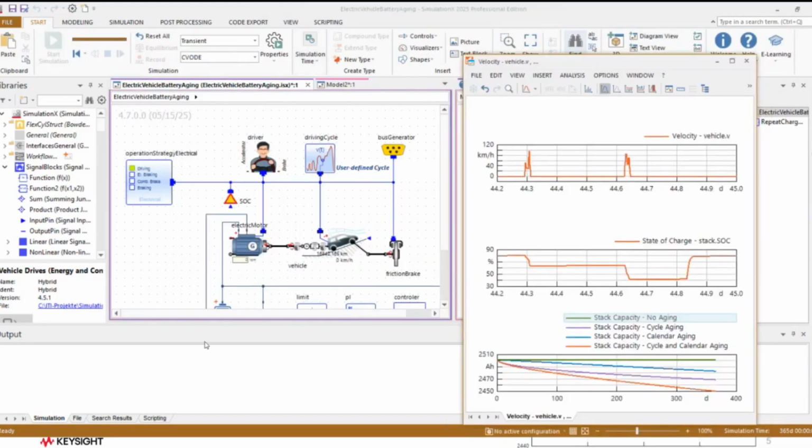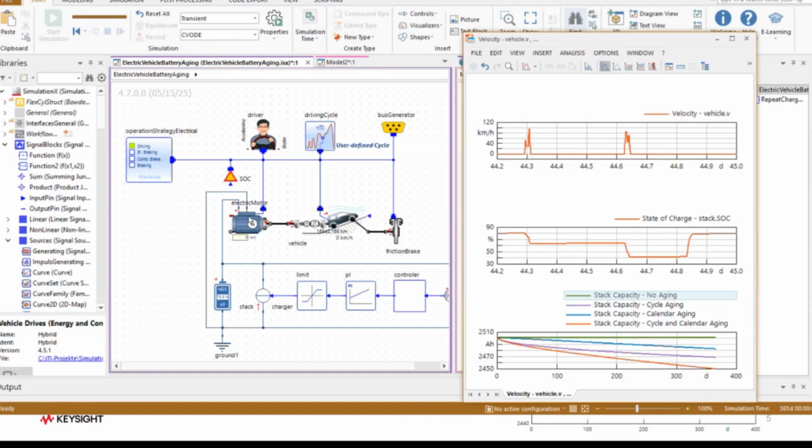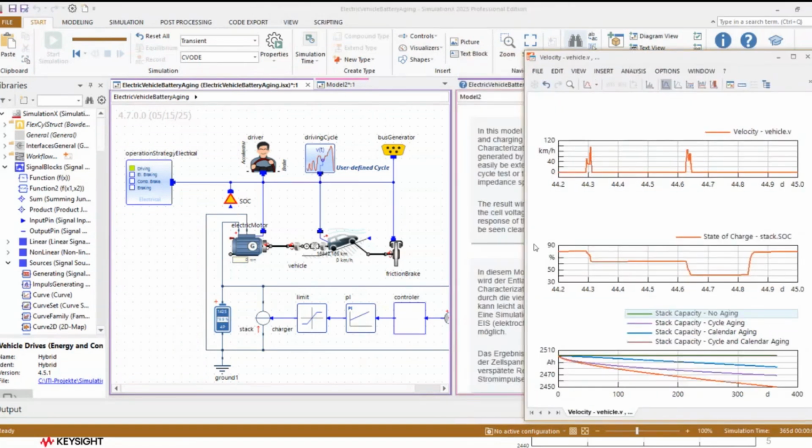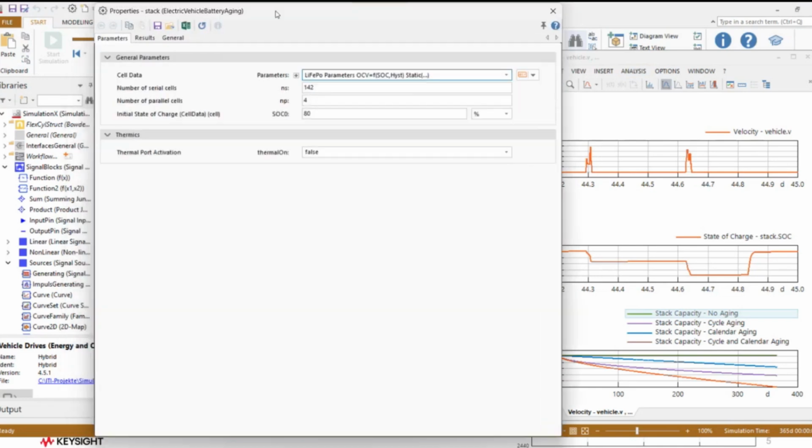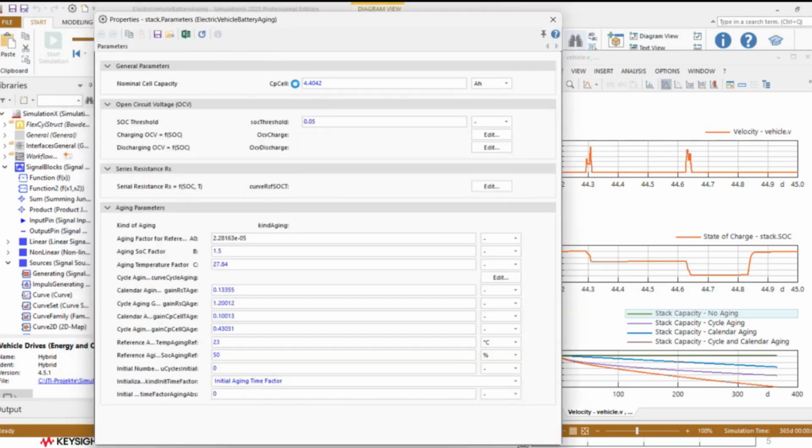This model is a battery-driven electrical vehicle. This is the battery, and we have a driving cycle which controls the vehicle. The driver drives the car 2 times a day for some kilometers, and our little charger model charges the battery overnight. And when it comes to aging, we go into this stack model, into the parameters.